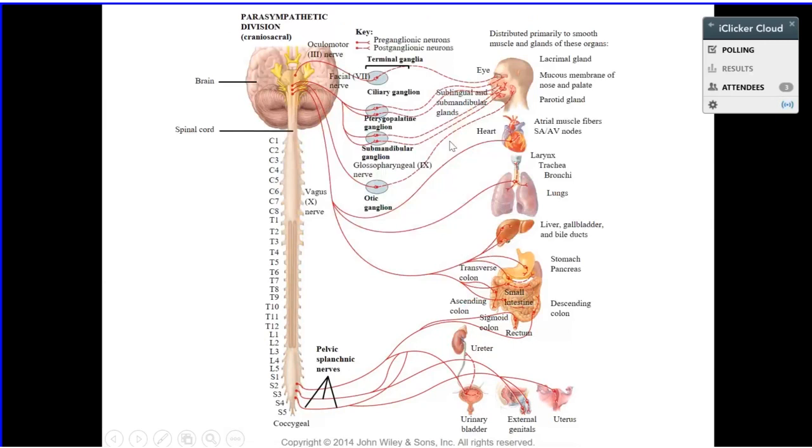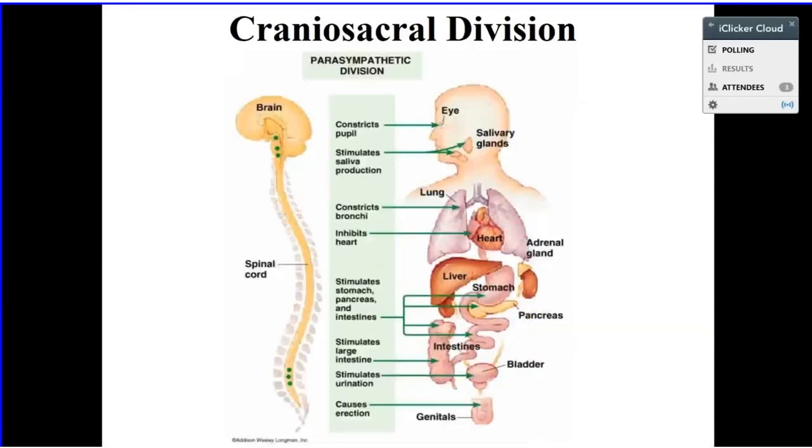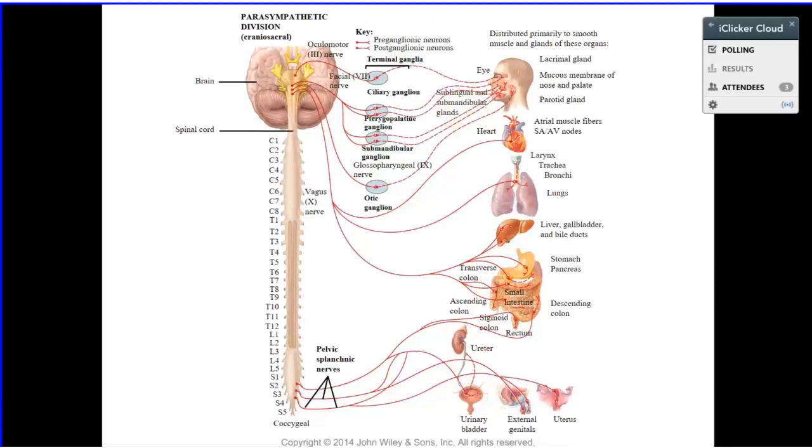Okay. Now, how many neurons do we have in the motor pathway, in the autonomic system? How many neurons? What do y'all think? In the autonomic, just in general. And 2, okay. Now, this picture is much more complicated than the one I just showed you. This picture is giving you a simplistic overview of what the parasympathetic system can do. This system is kind of showing you the actual pathways.